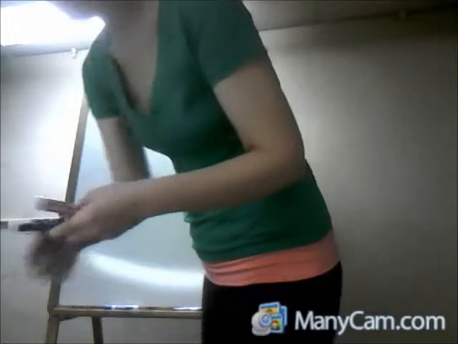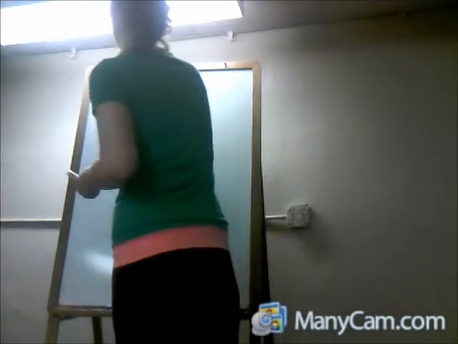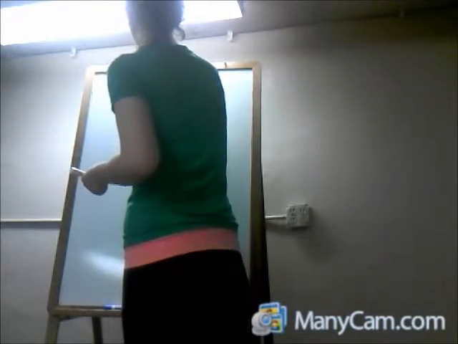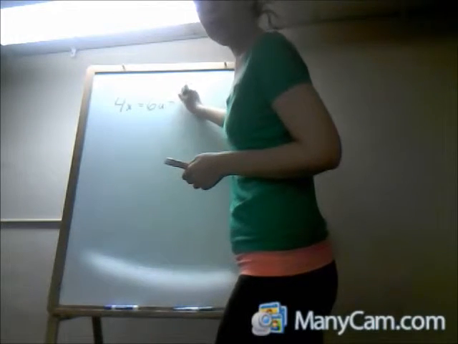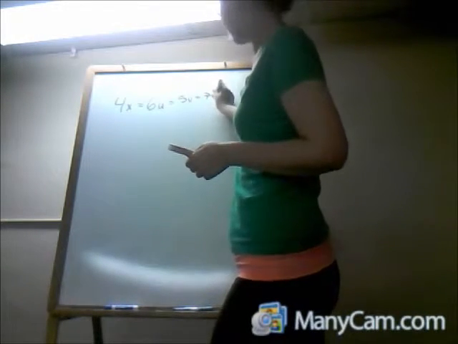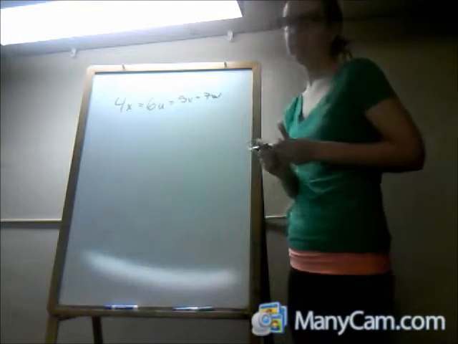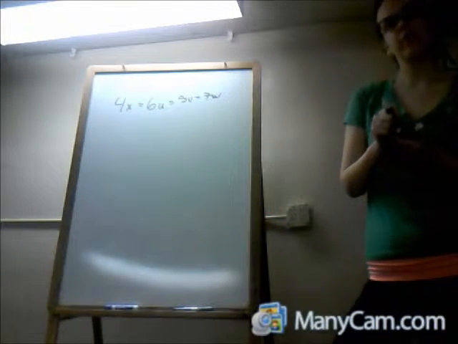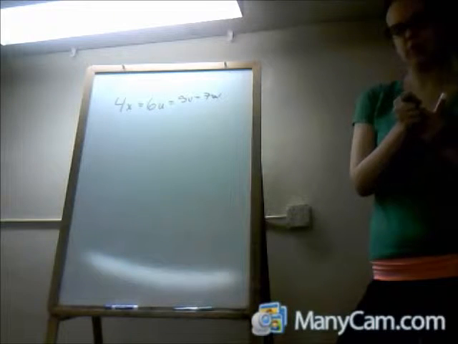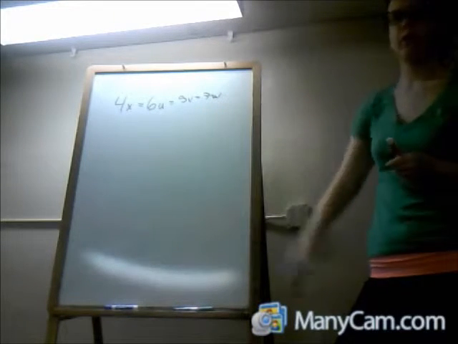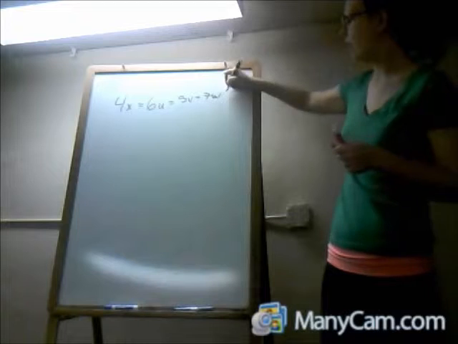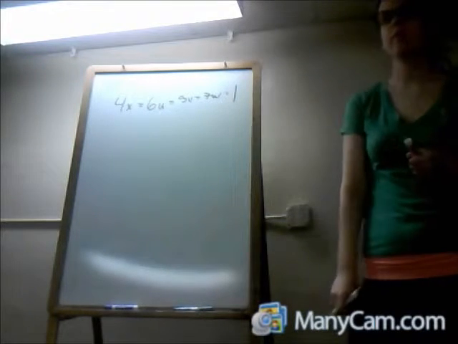So we have 4x equals 6u equals 5v equals 7w, and that's all greater than 0. So what I would do for this one is choose a number that they all equal, right? Because they're all equal to each other. So let's say they all equal 1.